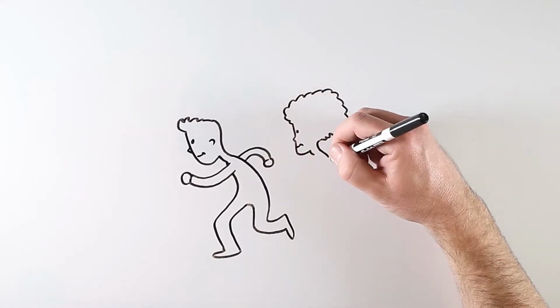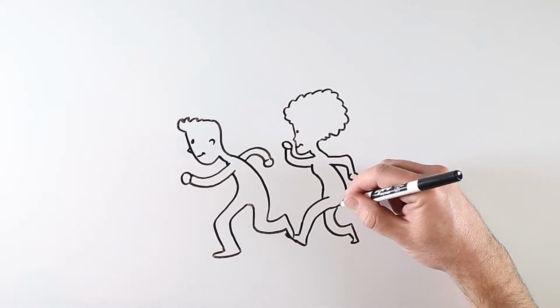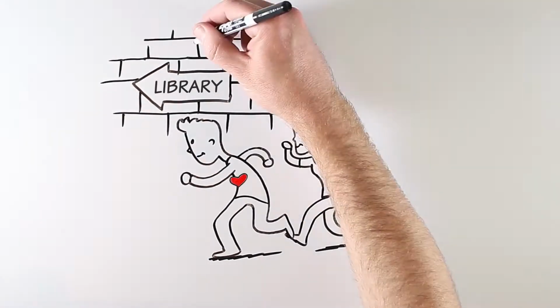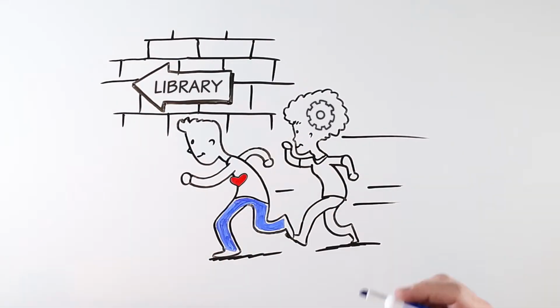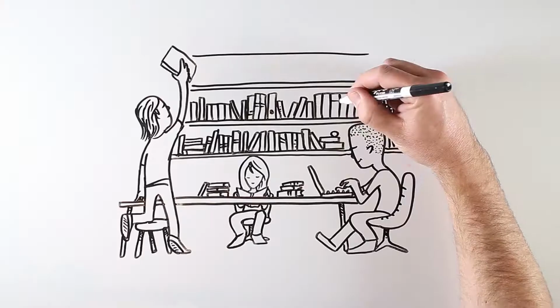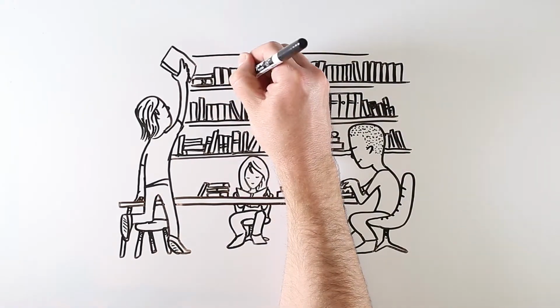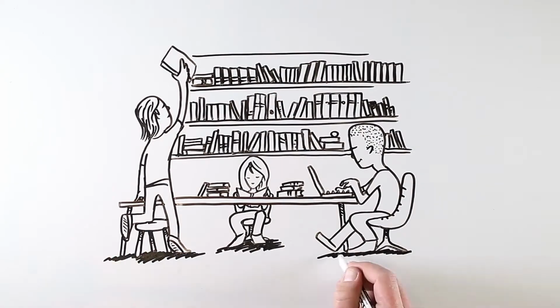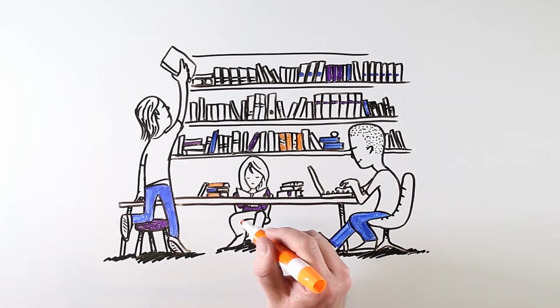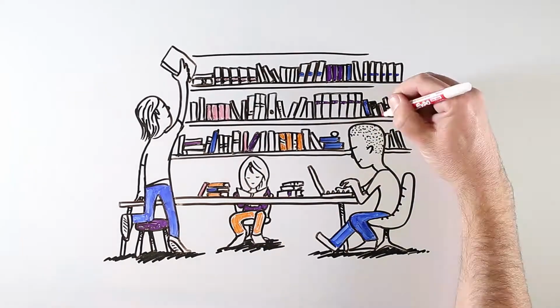The students realize they are missing information. They become very motivated to acquire knowledge since they are now involved in the story. Information research and autonomous learning. The students search and collect information in order to answer their questions and support their arguments. In the next class, the students present what they have collected.